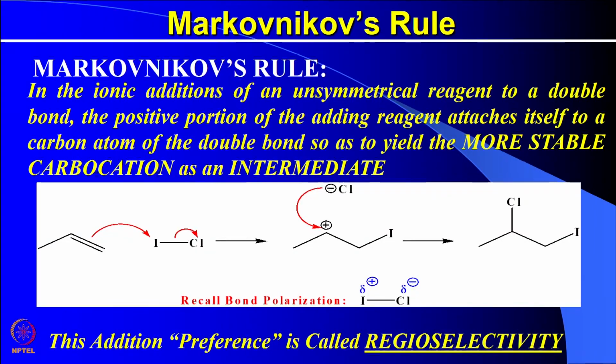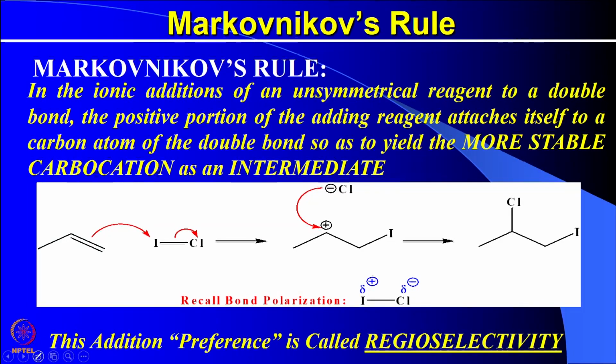And this particular observation, that this path goes through a carbocation pathway, leads to a rule called Markovnikov's rule. So what does this rule state? It states that in the ionic addition of an unsymmetrical reagent to a double bond, the positive portion of the adding reagent attaches itself to a carbon atom of the double bond so as to yield the more stable carbocation as an intermediate. So this statement clearly depends on the stability of the carbocation.